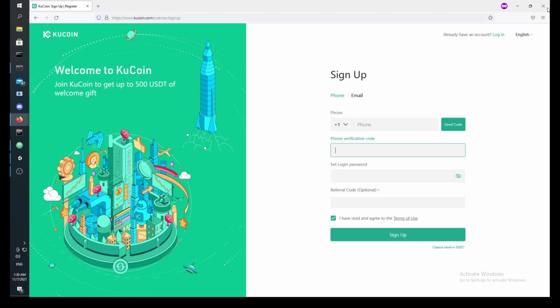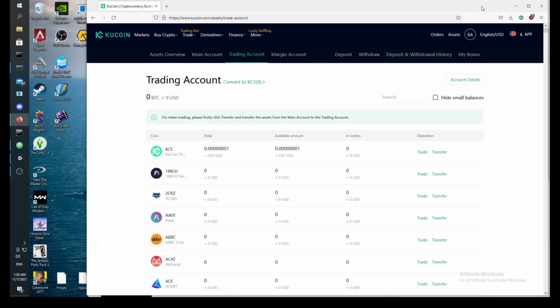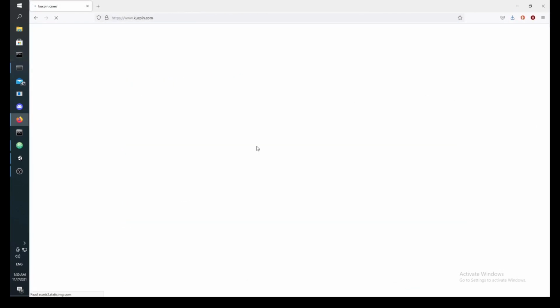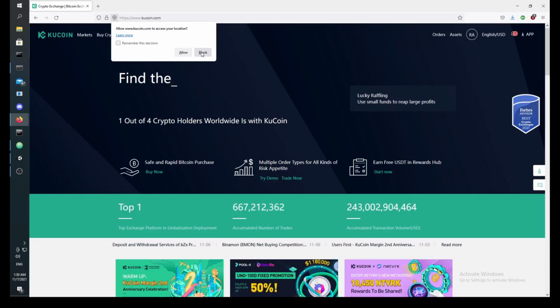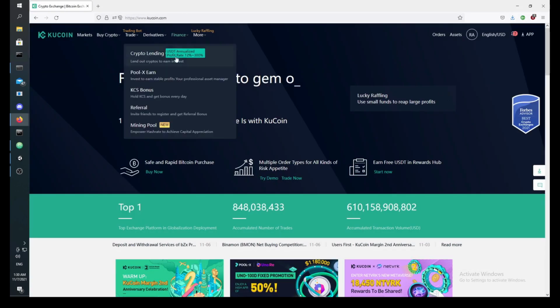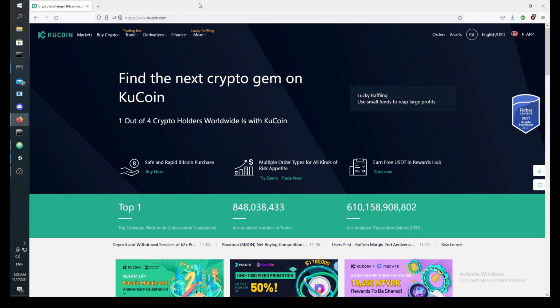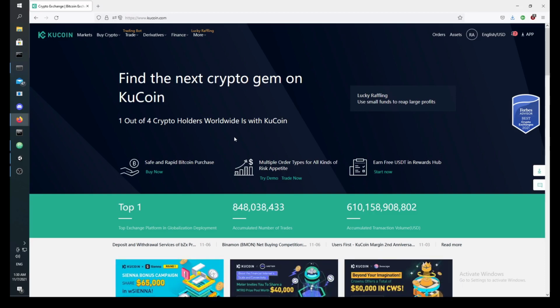And so once you do that, you're going to be redirected to your home page here. And so once you get here, there's lots of stuff you can do. But the first thing you need to do is get some money in your account.